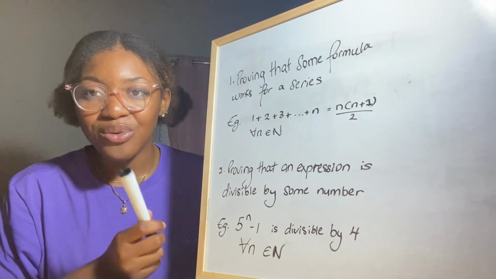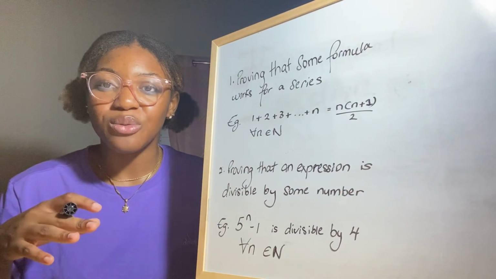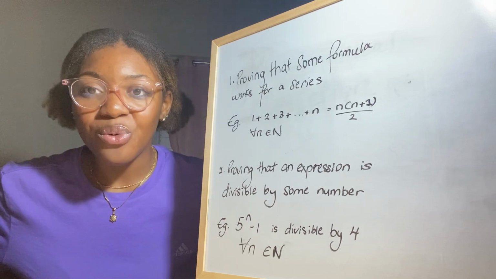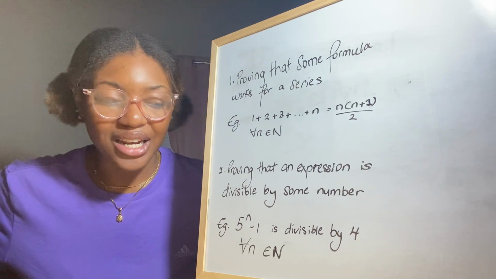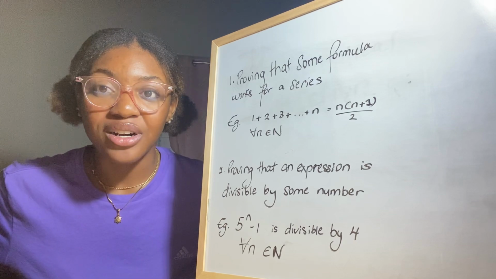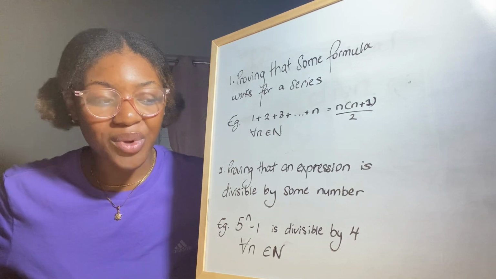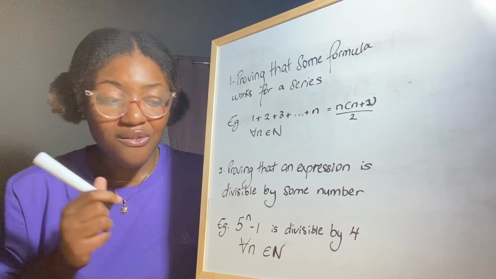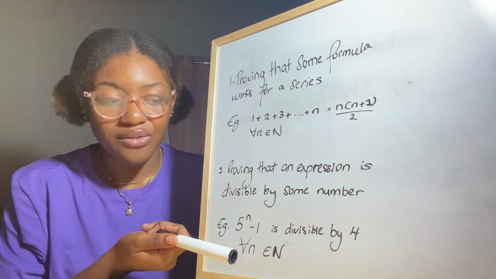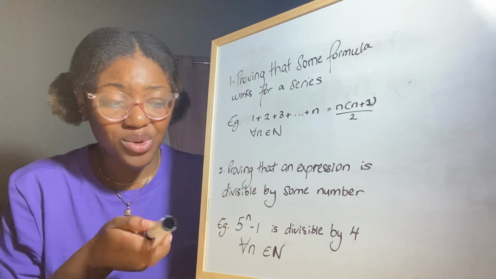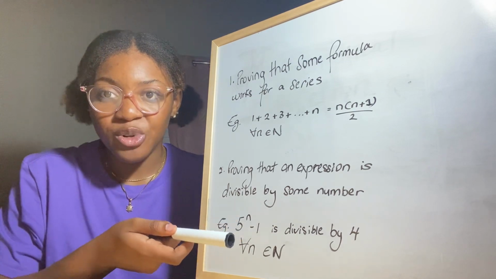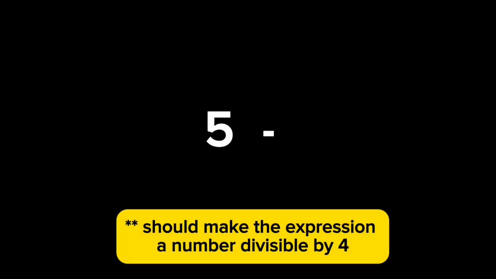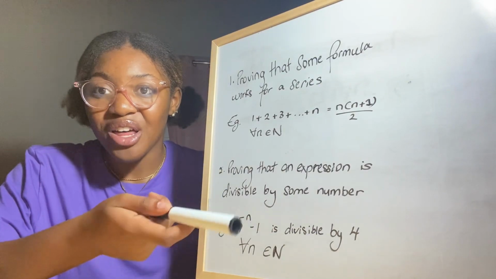Next, we're trying to prove that an expression is divisible by some term. For example, we have the expression 5 raised to the n minus 1 is divisible by 4. Using mathematical induction, we can show that this is true for every n that is a natural number. I meant to say that the natural number that you substitute into the expression should make the expression a number divisible by 4. We can prove that using mathematical induction.